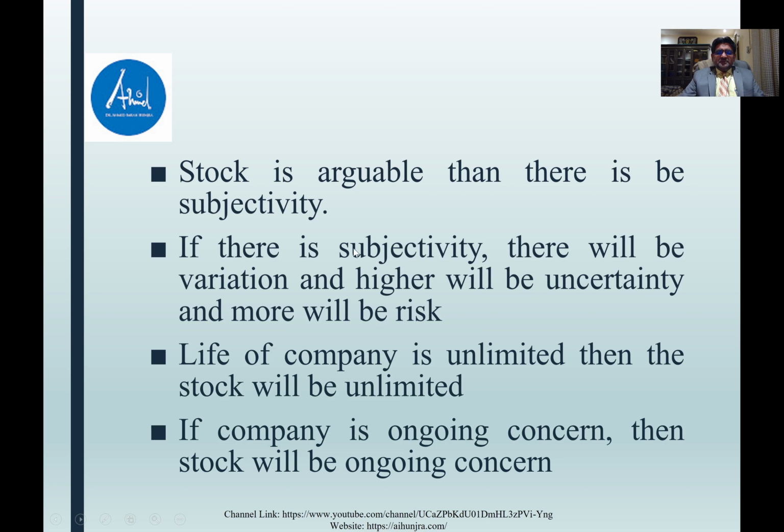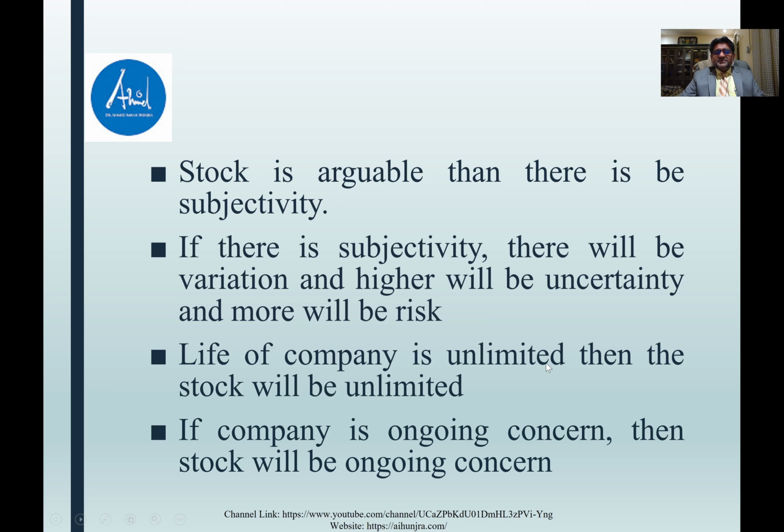So life of company, as we have discussed in our previous lecture, there are three types of businesses. One is sole proprietorship, second is partnership, third is corporation. In sole proprietorship, there is a single owner, and the life of the company is linked with the life of the owner. The partnership also has limited life. Then if we look at the company, it has unlimited life.